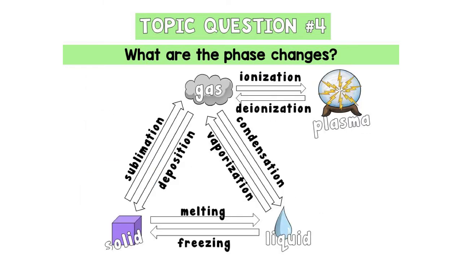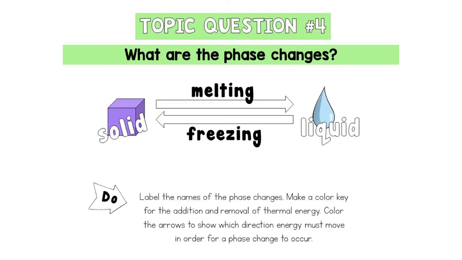This is a really good graphic for phase changes. Make sure you label the graphic in your notes. After you label the phase changes, make sure to make a color key for which ones are adding thermal energy and which ones are removing thermal energy. Color the arrows to show which direction the energy moves in order for a phase change to occur.